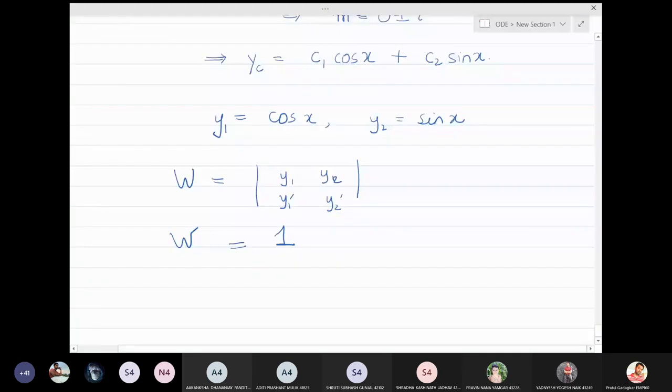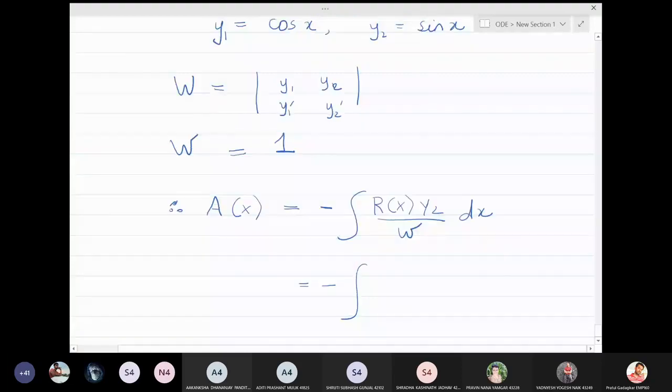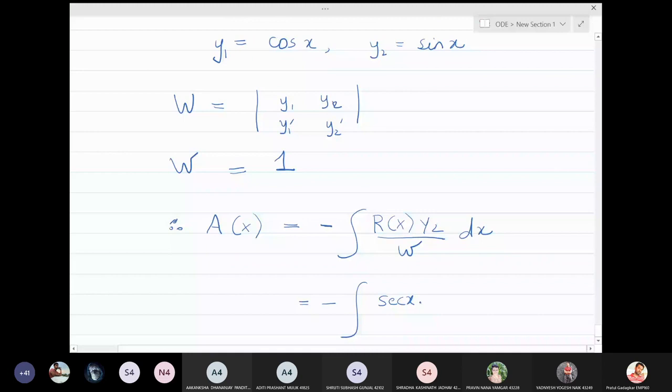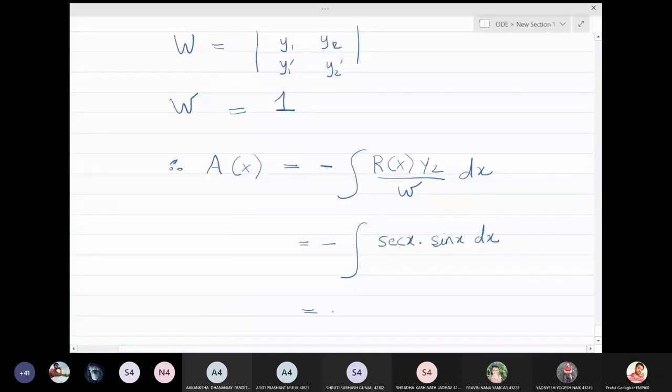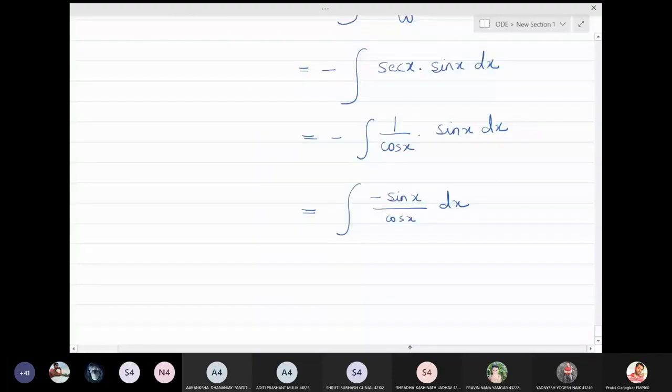So ax is equal to minus integration rx y2 upon Wronskian dx, which is minus, rx is sec x, and y2 is sin x, correct? It is sin x dx, which is integration 1 over cos x into sin x dx, which is minus tan x. We write it like this, minus sin x upon cos x dx, which is actually tan x. Okay, and this looks like what? This looks like f dash upon f, cos and its derivative. The integral of f dash upon f is log f. So it is log of cos x.